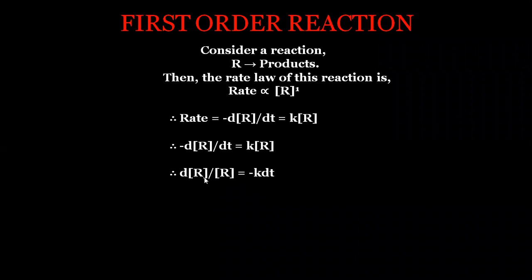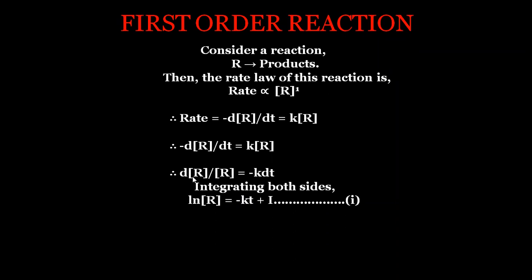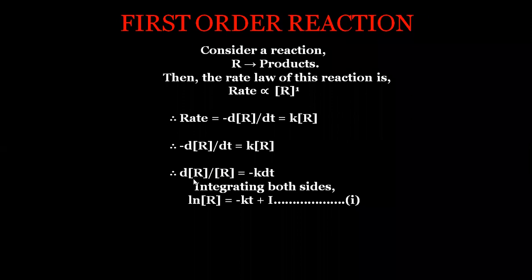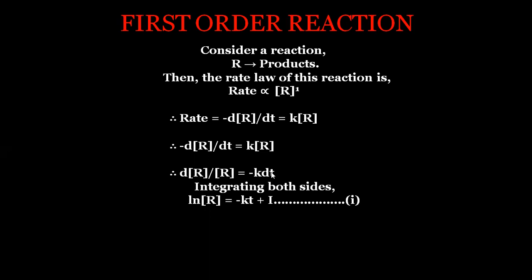So now I have separated the variables, so I'll just integrate it. When I integrate both sides, integration of dx by x is log x, log base e. In the same way, integration of dr by r will be ln r. Ln means log base e. That equals minus k, integration of dt will be t, plus a constant, the integration constant I.